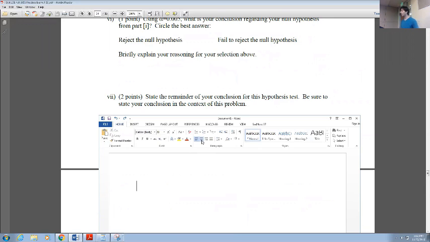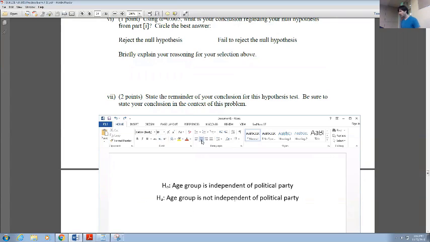I can go back in time here. Look at this, we're so close. There it is. I forgot I can go back in time. Age group is independent of political party. I reject that age group is independent of political party. I have evidence. That's it. That's all I had to do.